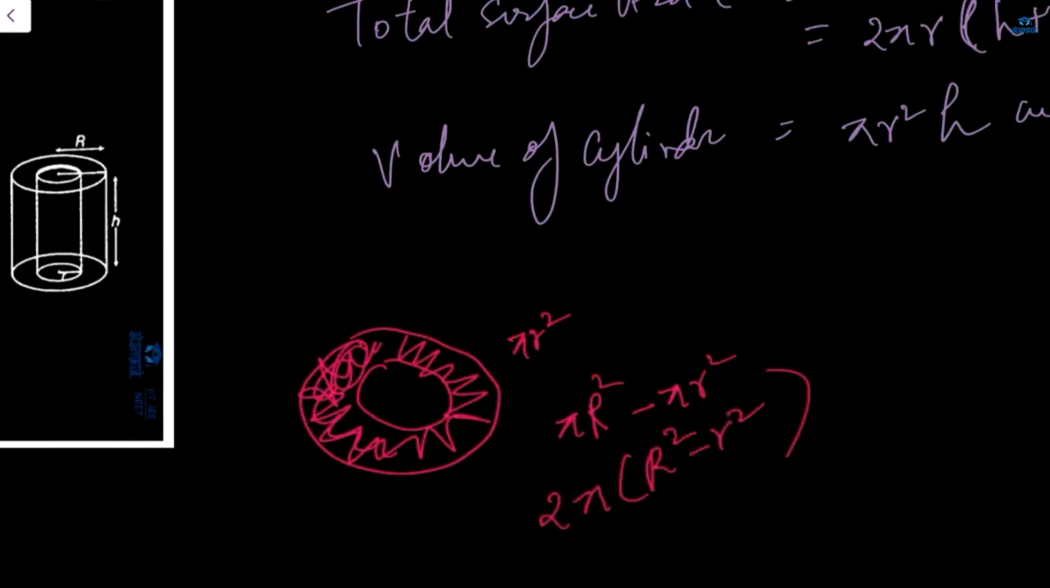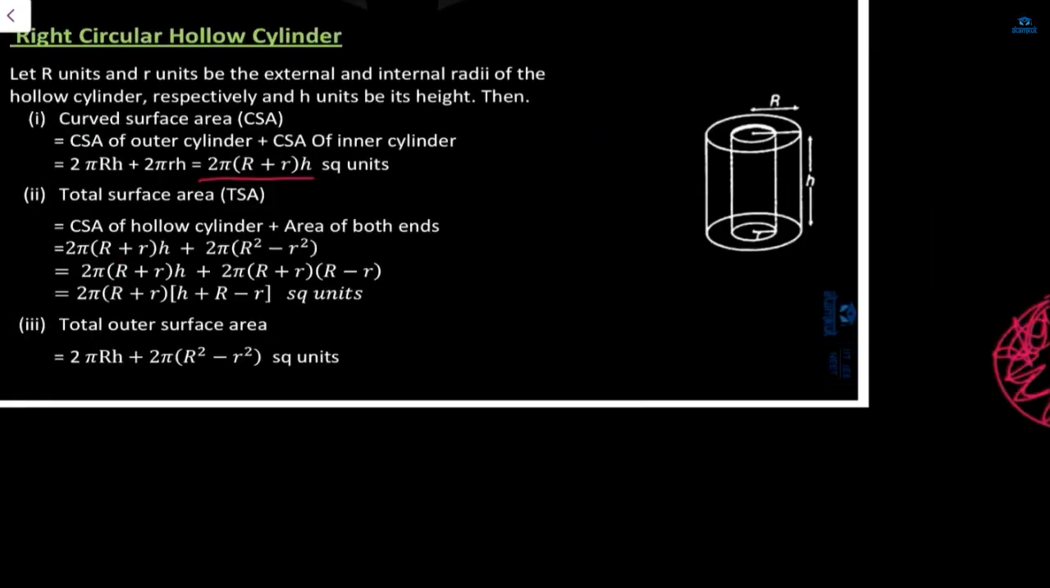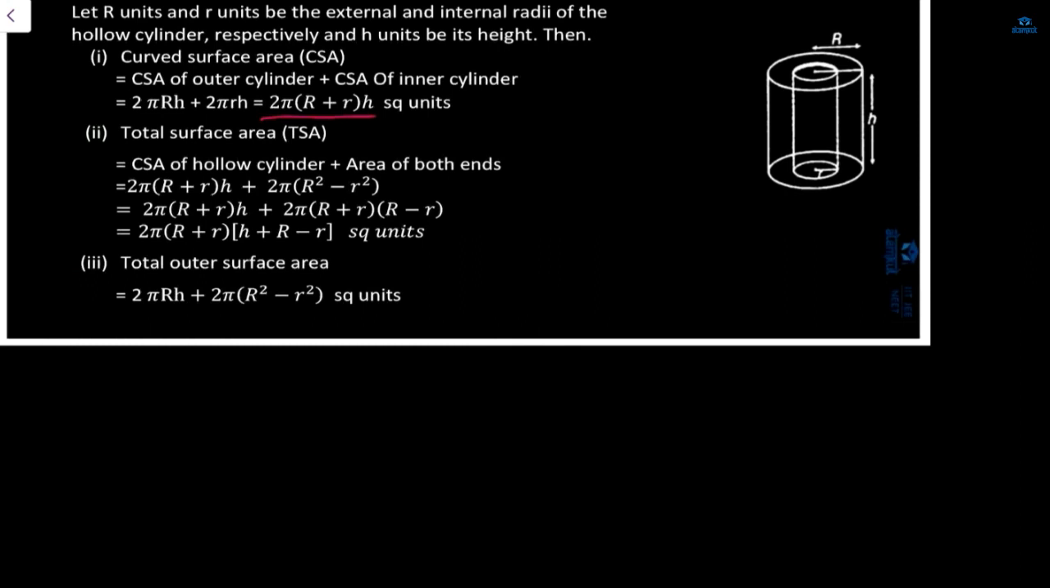Did you understand why I am taking R square minus r square? Now the same has been written here. Now you can take common, and if you remember the main formula, you can change it to this one also: 2 pi (R plus r)(h plus R minus r). So you understood the CSA of the hollow cylinder. I explained why we take 2 pi (R square minus r square) for the area of both ends: because it is a hollow cylinder.